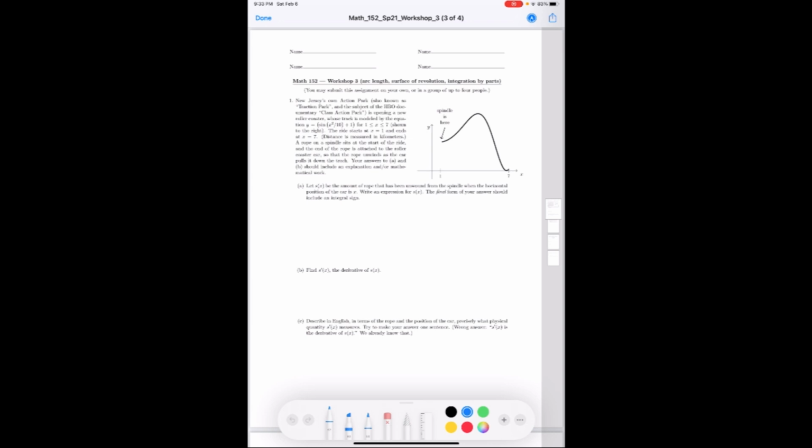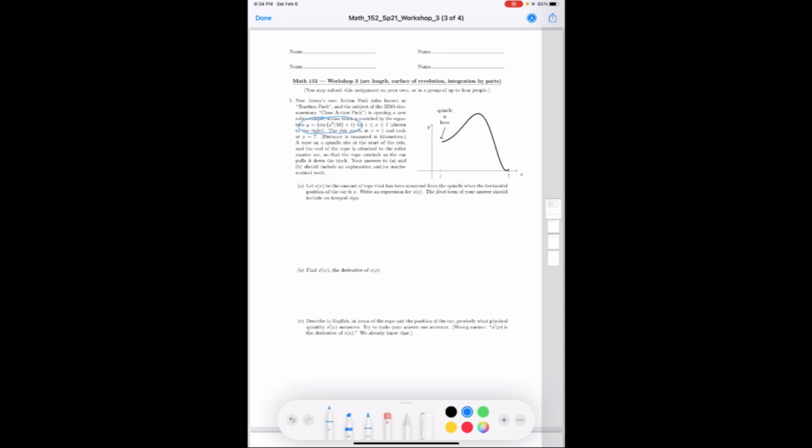Okay, so this is now workshop 3, so I want to show you how to solve this. In problem 1 we have a roller coaster, and I hope I've been explicit enough about how this works. We have a roller coaster where the track is modeled by this equation, and not only by that equation, but also by this interval. So it goes from 1 to 7, and that's what the track looks like.